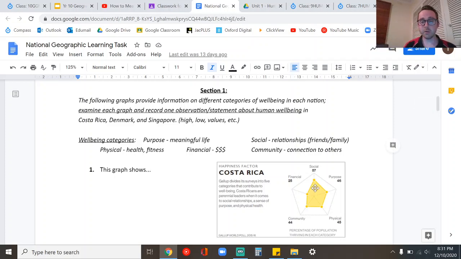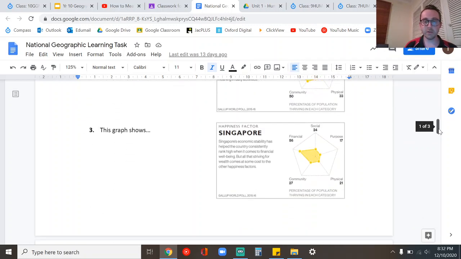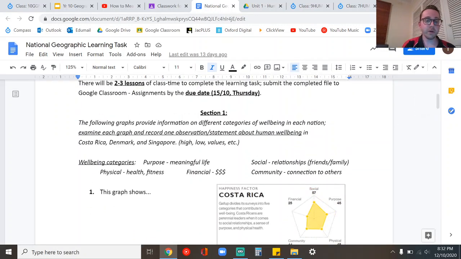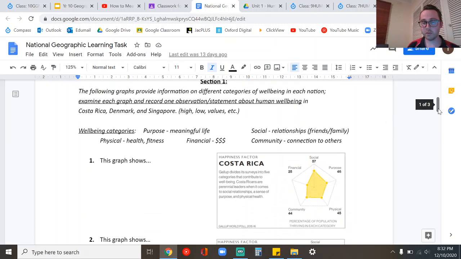So section 1, you're looking at these graphs on the right, and basically, again, just describing in 1 or 2 sentences what the graph is telling you about human well-being. So the following graphs provide information on different categories of well-being in each nation. So the things that affect our health and happiness, we've got physical, so our actual health, financial, so the amount of money we earn, community, where we live, social, so our relationships with friend and family, and then purpose, so having a meaningful life, having a good job, etc. So 5 different categories, and they're represented in this little graph on the right here.